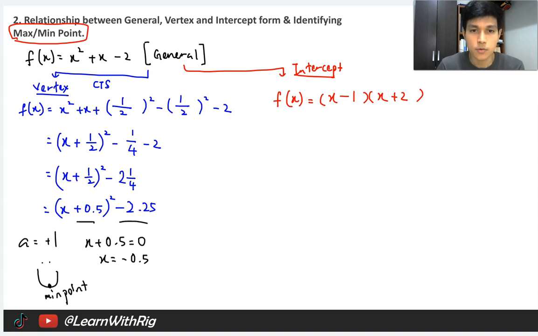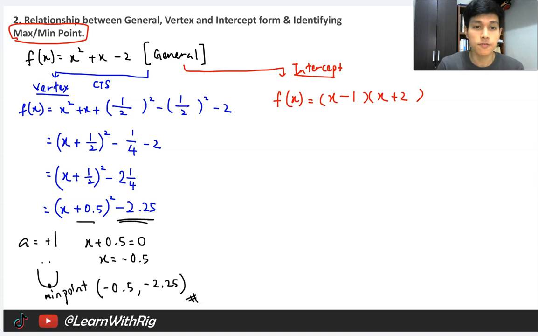What is your y value? The y value you just have to take as it is. You don't have to change to a positive value or whatsoever. Just take the actual number, which is negative 2.25. So your minimum point is going to be negative 0.5, comma, negative 2.25. This is your minimum point.